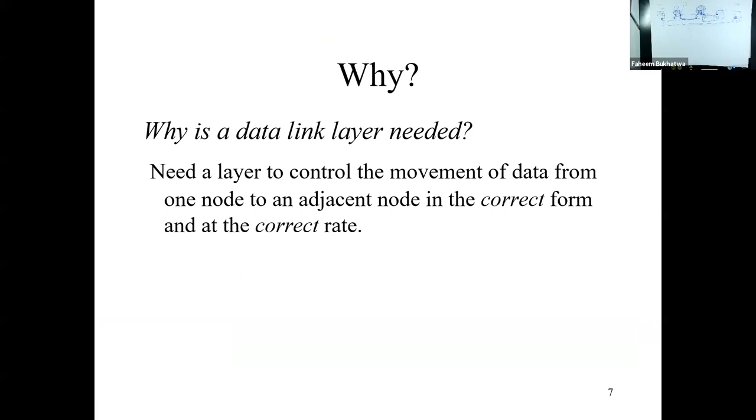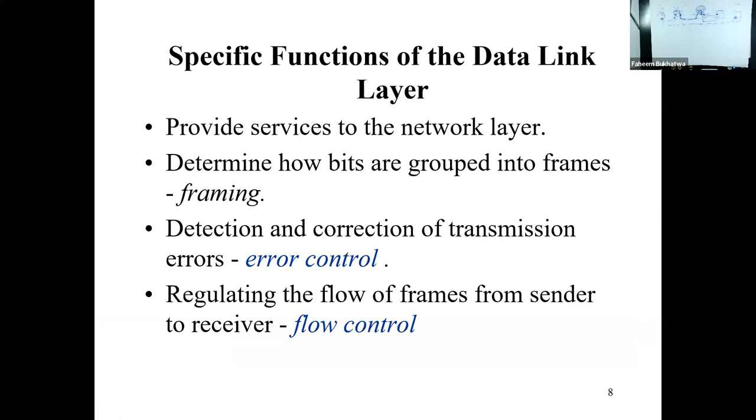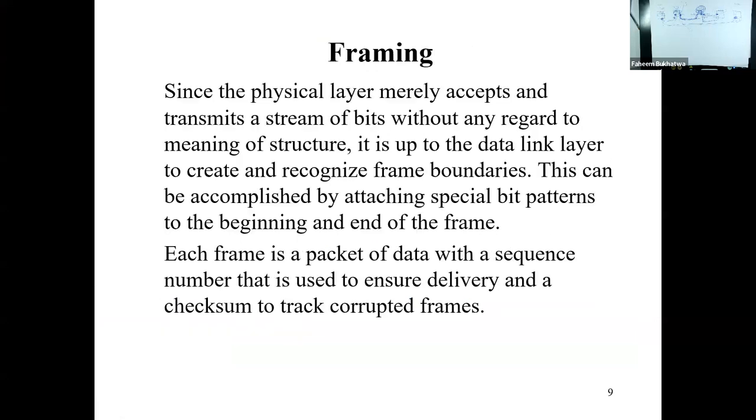We need a layer to control the movement of data from one node to an adjacent node and correct for errors and correct for speed. And therefore, we talked about framing. Framing is needed since the physical layer merely accepts and transmits a stream of bits without any regard to any meaningful structure, so it's up to the data link layer to create and recognize frames. The physical layer doesn't recognize any structure, it's just ones and zeros.